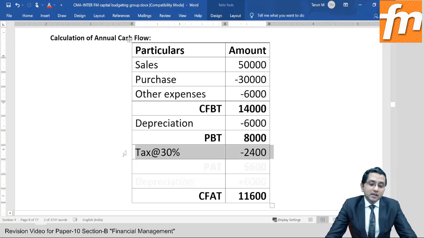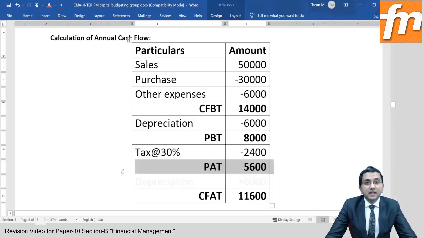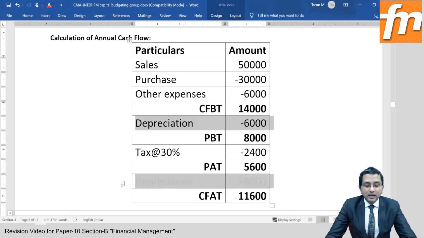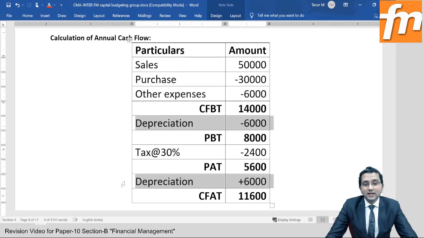If the tax rate is 30%, 8,000 into 30% will give me 2,400 rupees of income tax. If I deduct income tax, I'll get profit after tax. Now depreciation was deducted just to consider its tax benefit. Otherwise, it's a non-cash item and I'm calculating cash flow. So to nullify its effect, I'll add back depreciation. And this is how I get cash flow after tax. I hope you got it.